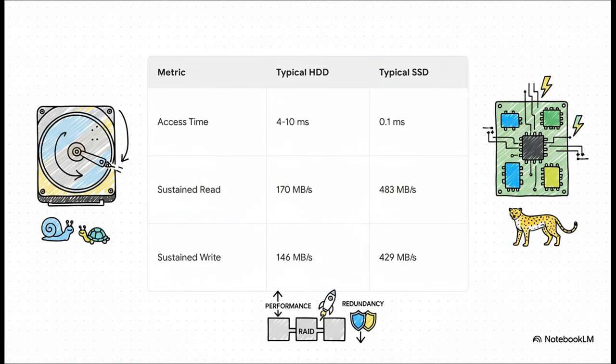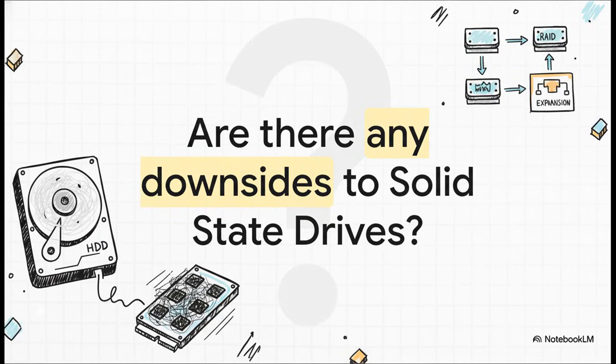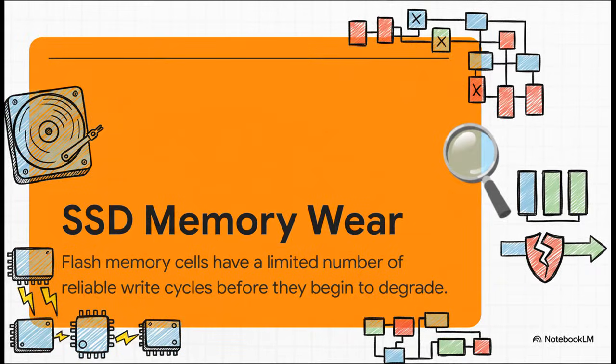And your actual file transfer speeds are way faster too. So, with this kind of revolutionary speed, you have to ask, is there a catch? Well, as it turns out, the flash memory that makes all this magic happen has its own unique quirks. The main thing people talk about is something called memory wear.